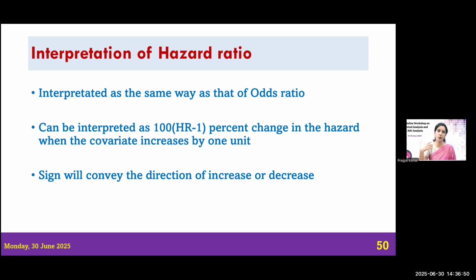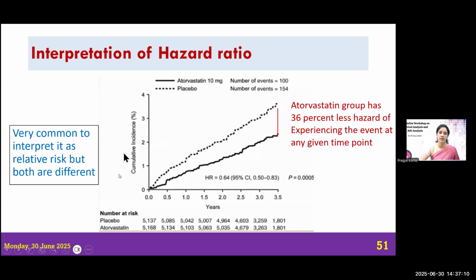If you don't want to convey it in percentage, you just say that the hazard was 0.93 times more in your test group as compared to the reference group. This we'll see when we analyze and interpret the table when we do the Cox proportional regression. This is again one important thing when you see the curve.